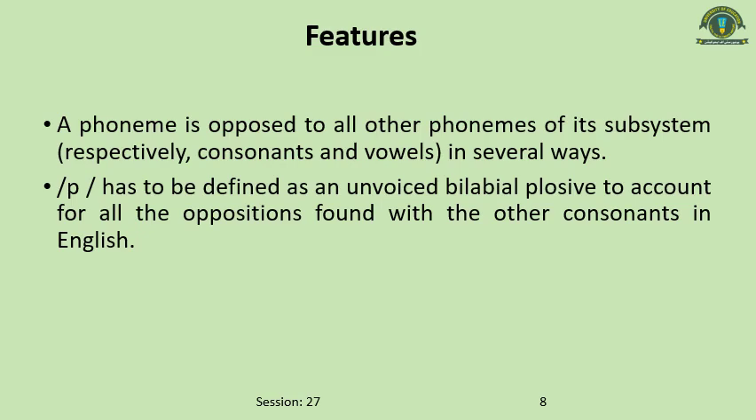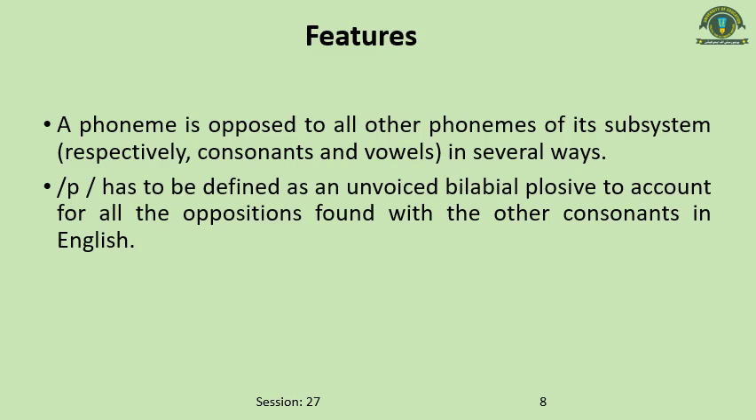For example, p has to be defined as an unvoiced bilabial plosive to account for all the oppositions found with the other consonants in English. Now, p is a plosive sound, it's a bilabial sound, and it is a voiceless sound. Are you getting my point? I repeat.